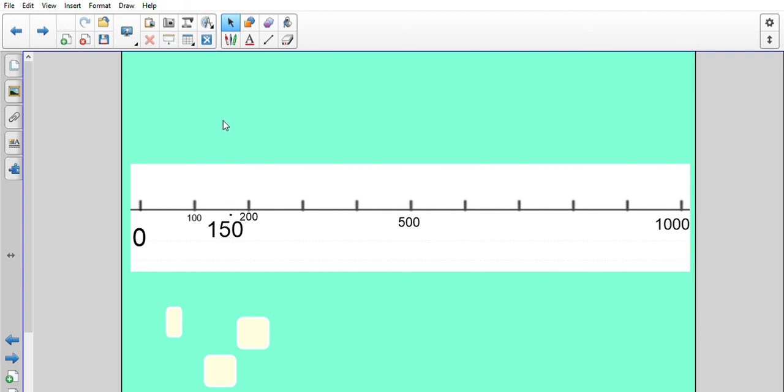Okay, so this week we will be doing lots of work with number lines and estimating where numbers are on the number line using our knowledge of numbers from 0 to 1,000.